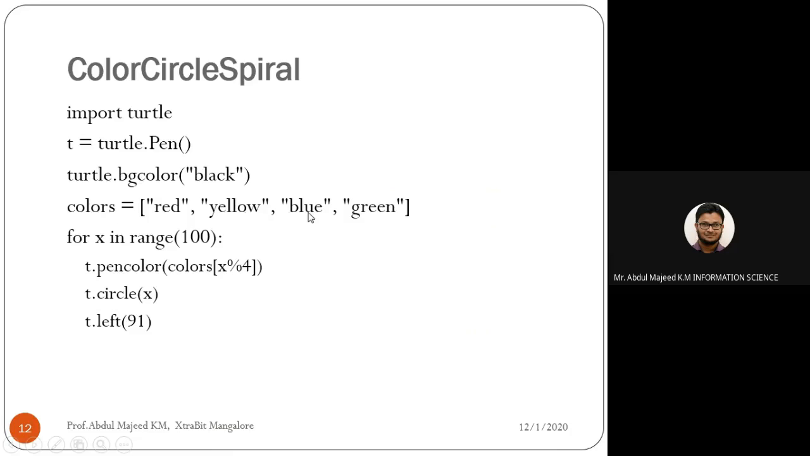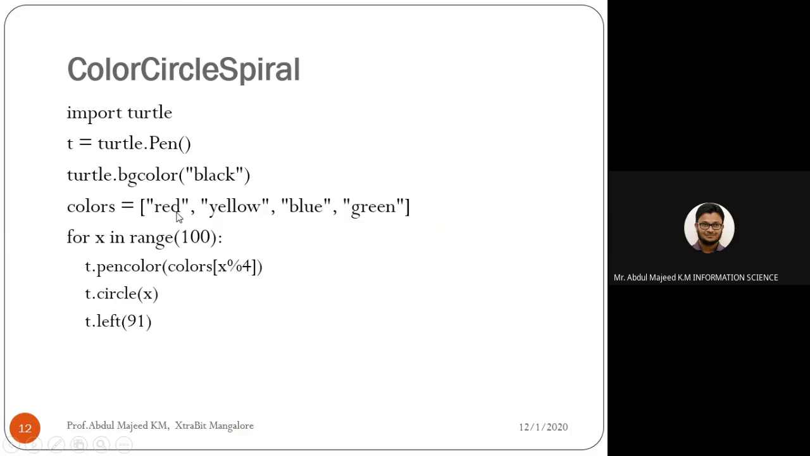Red, yellow, blue, green. For x in range 100. So this I want to repeat 100 times. T dot pencolor. Okay, then I want to take one of these colors, first red, then yellow, then blue, then green. So I am writing like this: x mod 4.